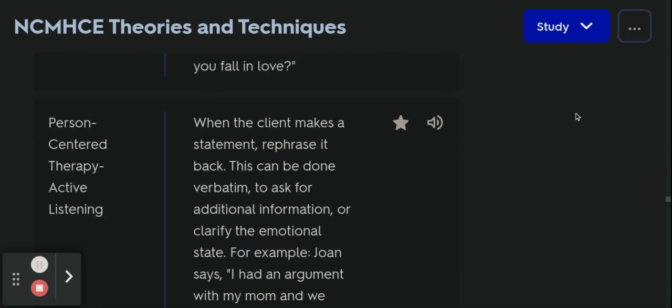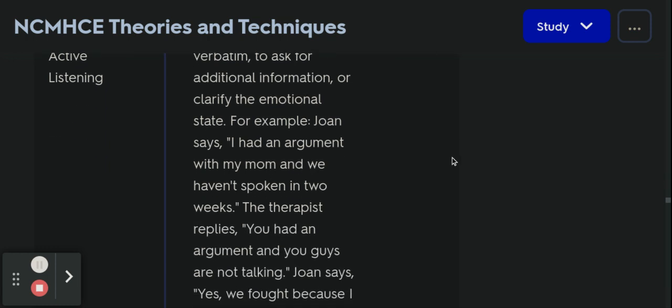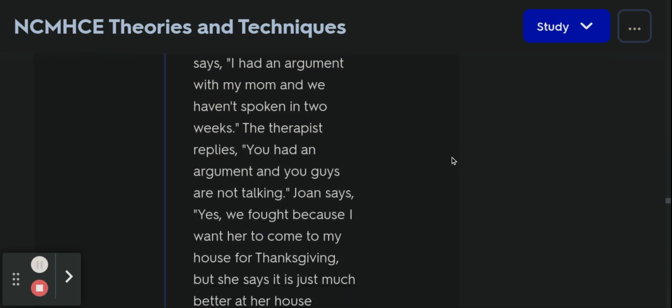Person centered therapy, active listening. When a client makes a statement, rephrase it back. This can be done verbatim to ask for additional information or clarify the emotional state. For example, Joan says, "I had an argument with my mom and we haven't spoken in 2 weeks." The therapist replies, "You had an argument and you guys are not talking?"